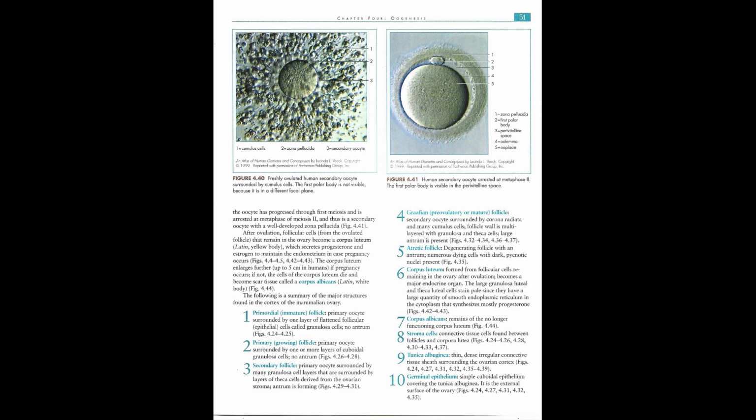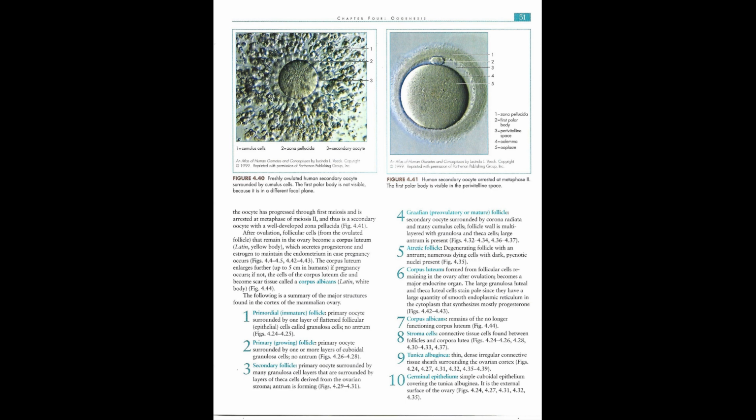Corpus luteum, formed from follicular cells remaining in the ovary after ovulation, becomes a major endocrine organ. The large granulosa, luteal and thecal luteal cells stain pale since they have a large quantity of smooth endoplasmic reticulum in the cytoplasm that synthesizes mostly progesterone, Figs 4.42 to 4.43. Corpus albicans, remains of the no longer functioning corpus luteum, Fig 4.44.